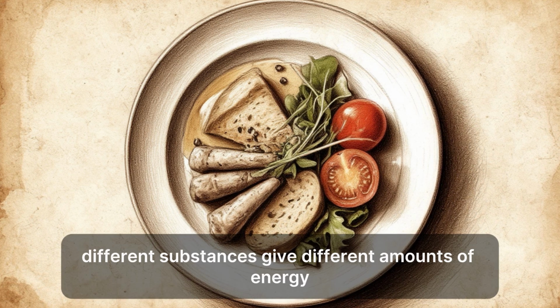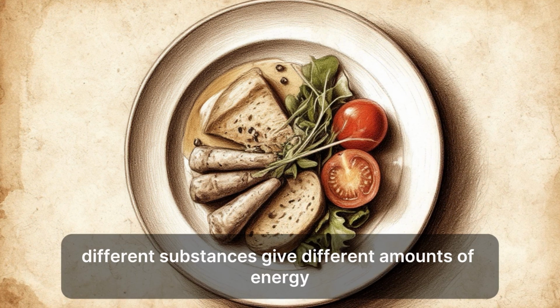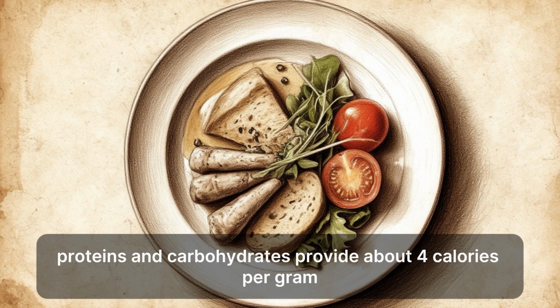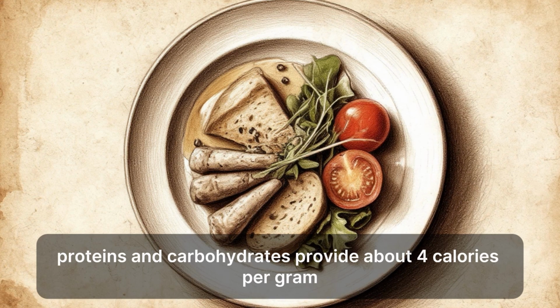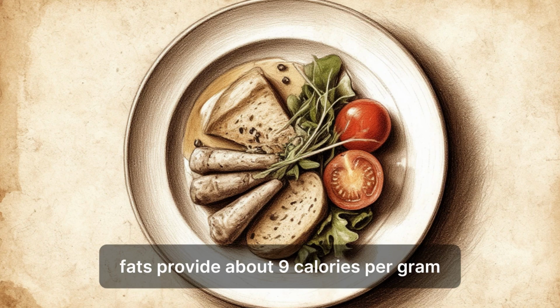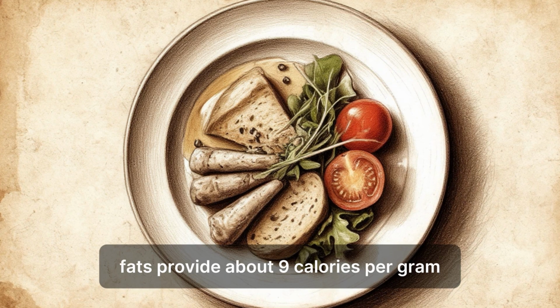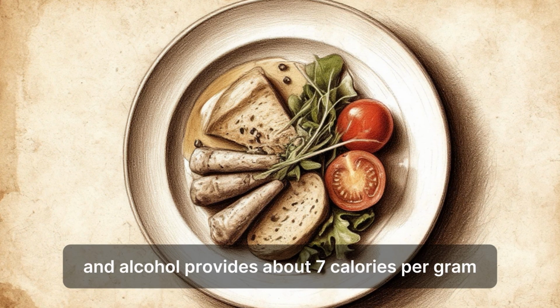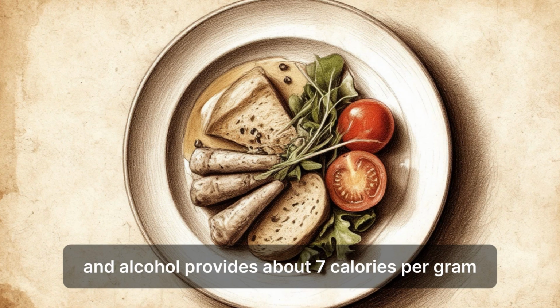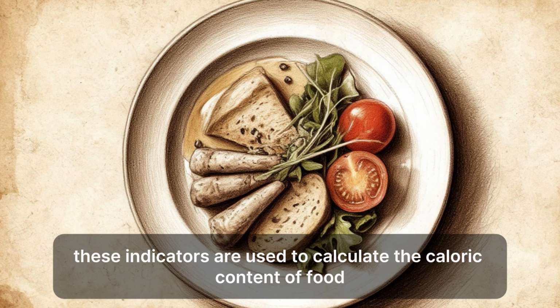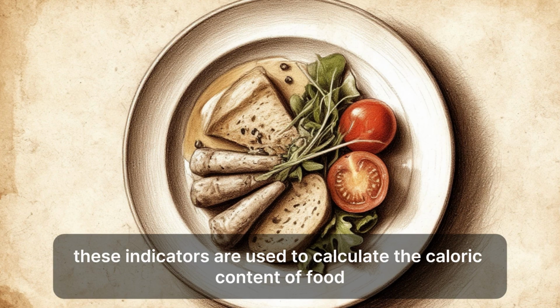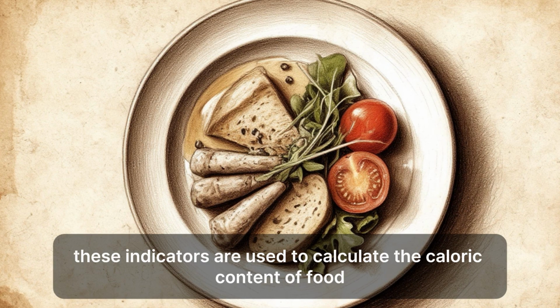Different substances give different amounts of energy. Proteins and carbohydrates provide about 4 calories per gram. Fats provide about 9 calories per gram, and alcohol provides about 7 calories per gram. These indicators are used to calculate the caloric content of food.